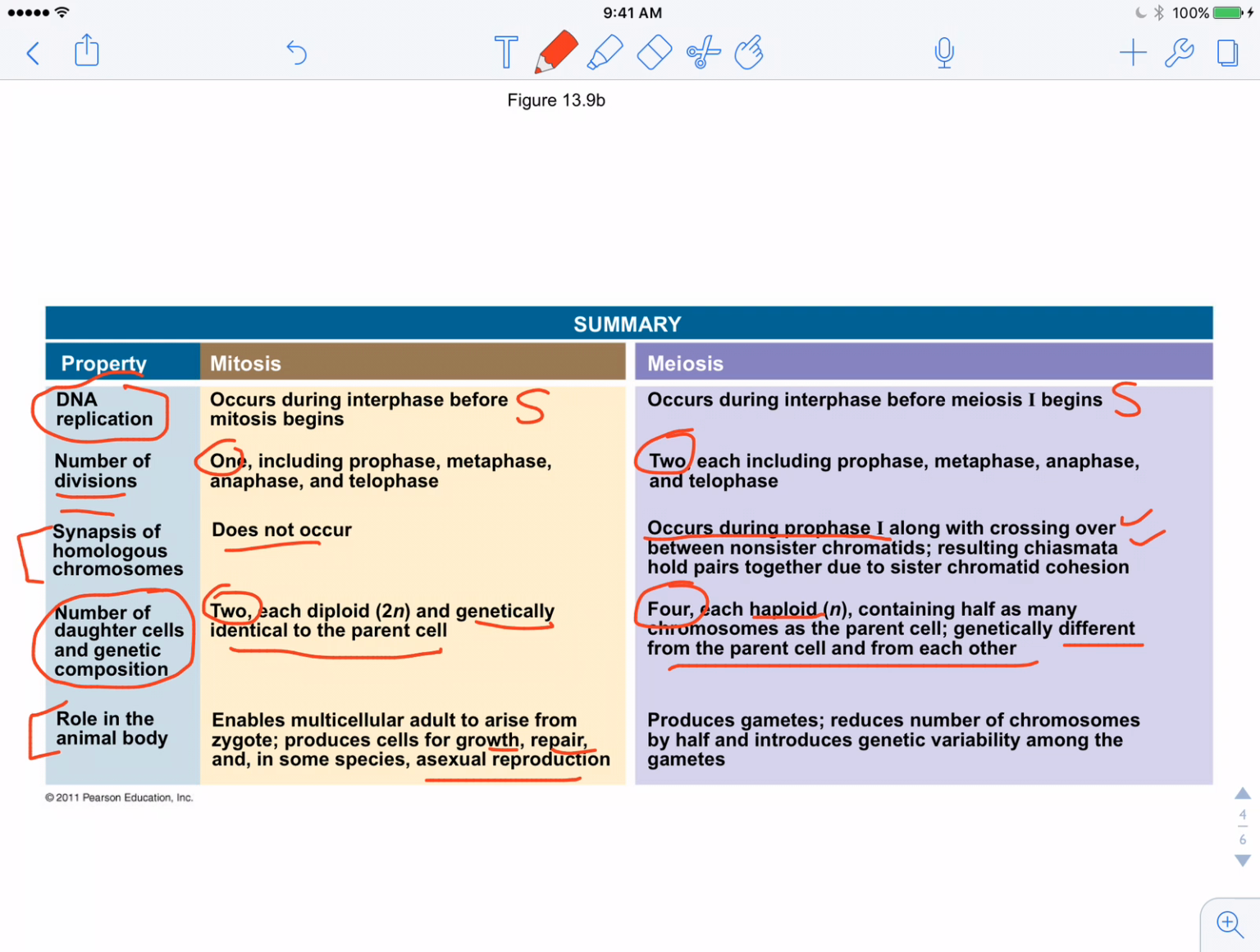For meiosis, the role of meiosis is to produce the gametes. Meiosis is a reduction division. It reduces the number of chromosomes and introduces genetic variability via crossing over and recombination, among other things.